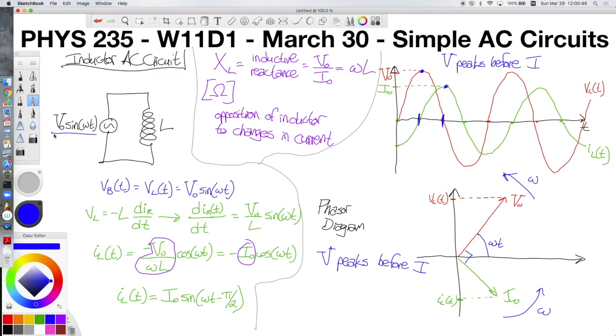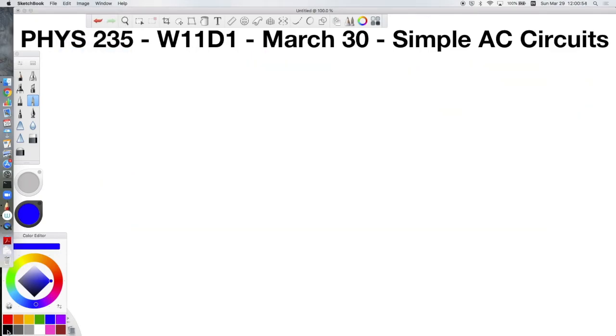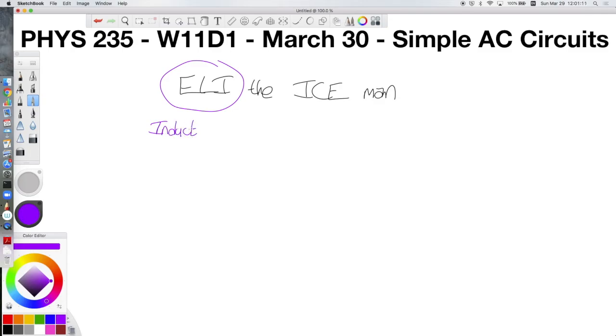So, to try to help you remember which one peaks first, there is a mnemonic that is used sometimes, and it's called ELI the ICE man. Where ELI means that for inductors, the L standing for inductors in ELI, the EMF, that's the E in ELI, peaks before current, where current is the I.